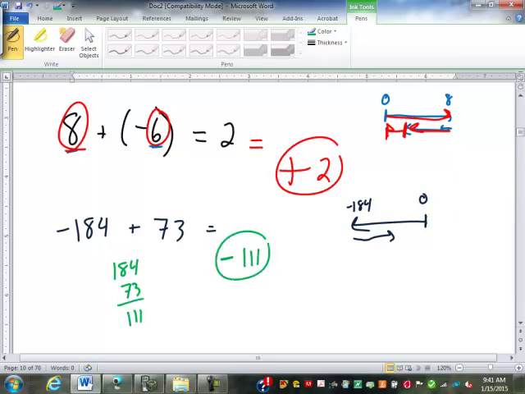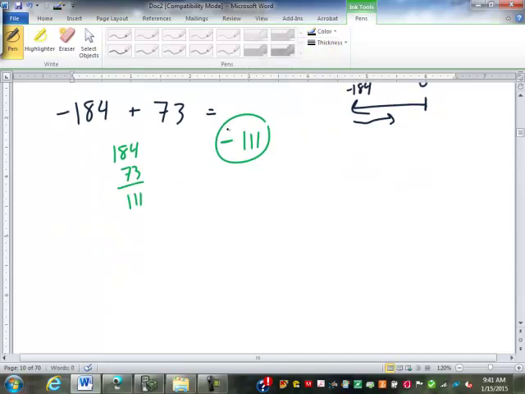That's a negative 111. Yep. Would you do minus or negative 184 take away? You're thinking subtraction. When we're doing addition, you don't have to change anything. Okay. When we do subtraction, that's when you have to worry about adding the opposite.